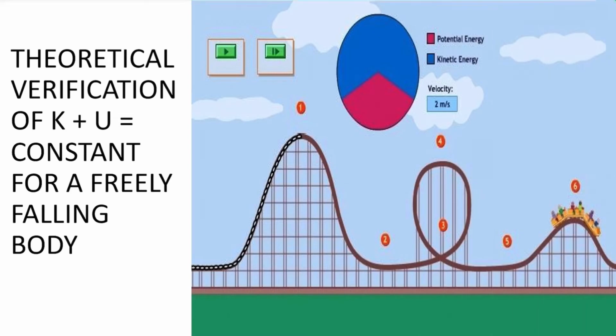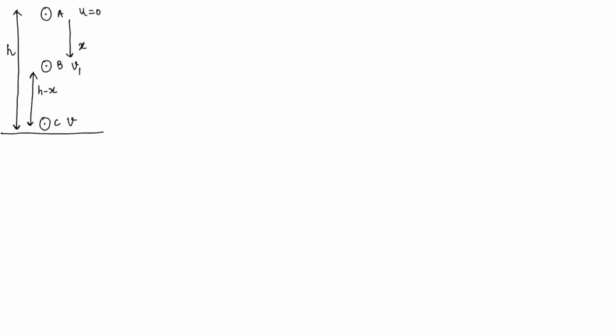In this video, I am going to explain theoretical verification of K plus U is equal to constant for a freely falling body. Let us consider a body which is at height h from the ground at point A, and we are holding that object at point A.